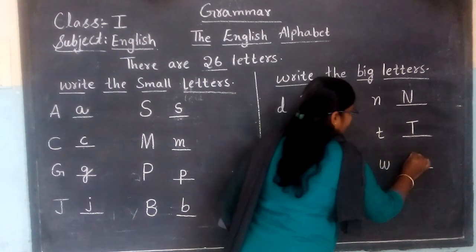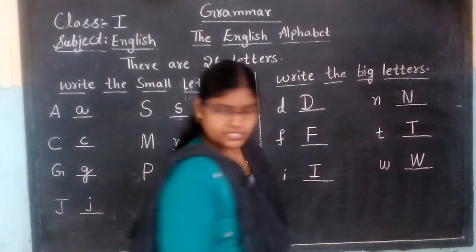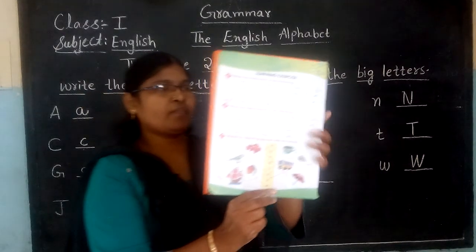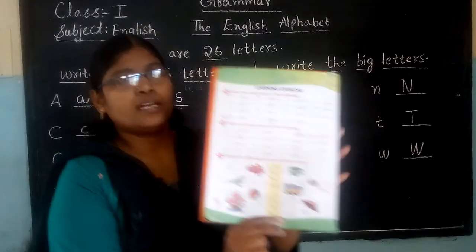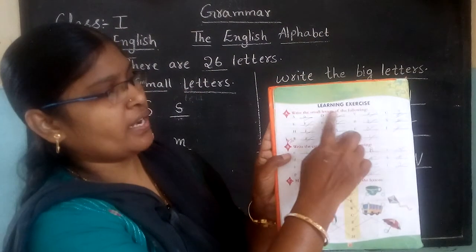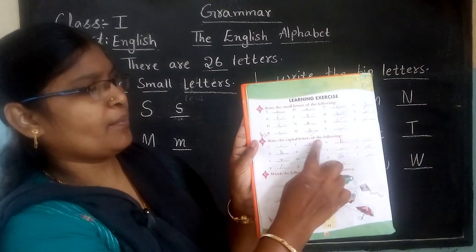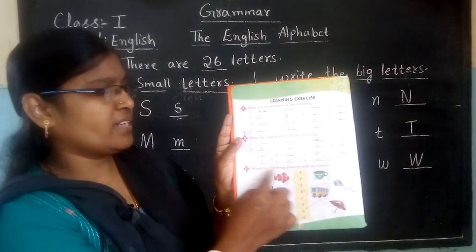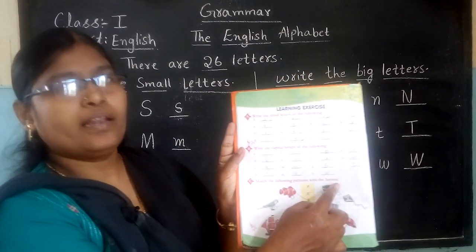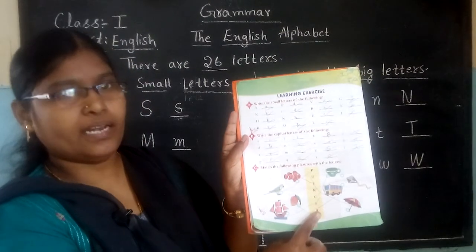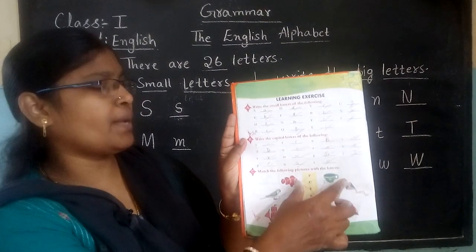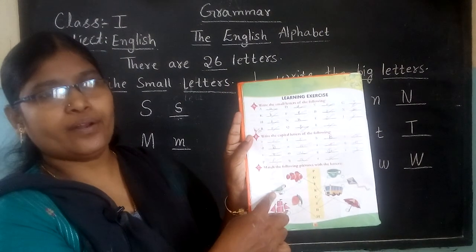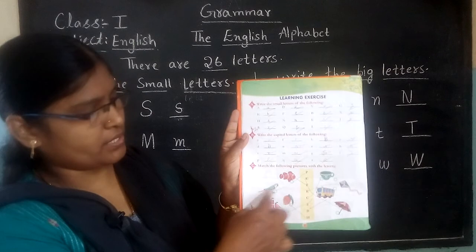Small w, capital W. Okay children, in the grammar book, page number 6, they have given: write the small letters of the following, write the capital letters of the following. I hope you will write all this. Next one, match the following pictures with the letters. They gave letters in the middle and related pictures. P, P for parrot.